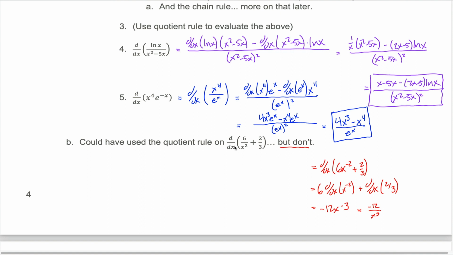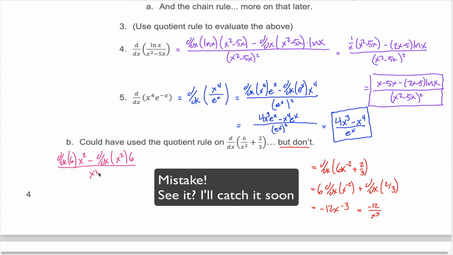This is a fairly easy problem if you do this conversion, if you rewrite this problem into a form conducive to our polynomial rules. If you don't, you use the quotient rule, you'll get the exact same answer. It'll just be significantly harder. Look what would happen. We take the derivative of the top, the 6, and multiply that by the bottom, the x squared. Subtract from that the derivative of the bottom, the x squared, times that 6. And then divide the entire thing by x squared.